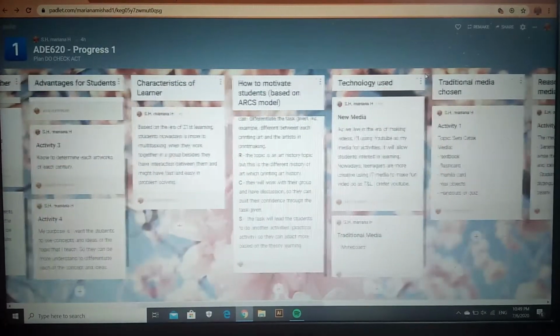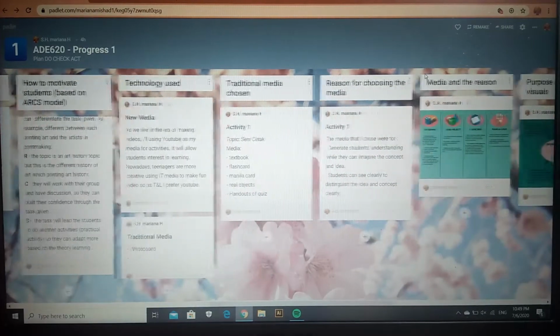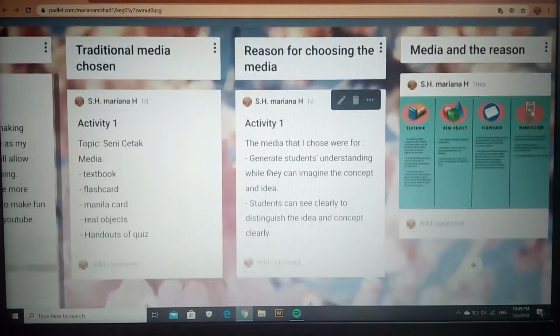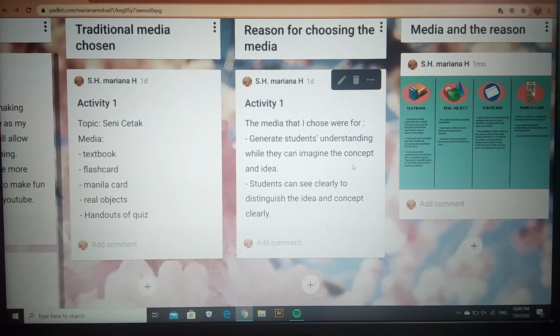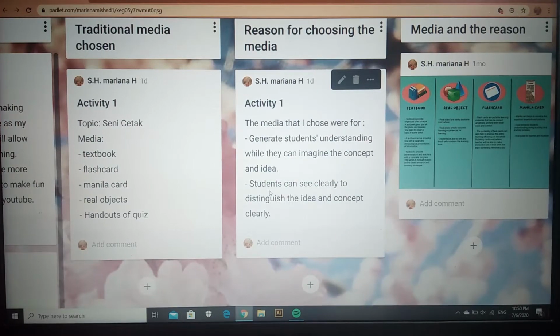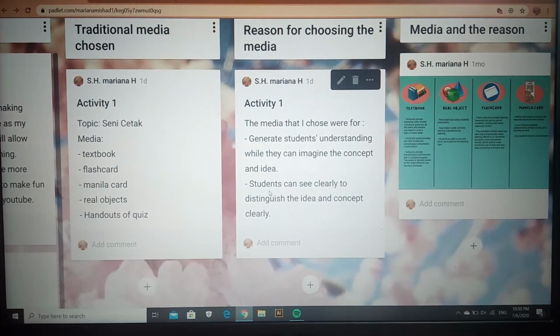Next, I will talk about the reason for choosing the media. The media that I chose are to generate students' understanding, while they can imagine the concept and idea. So they can be clearer on the lesson while I am showing the visuals of each topic. And students can see clearly to distinguish the idea and concept.